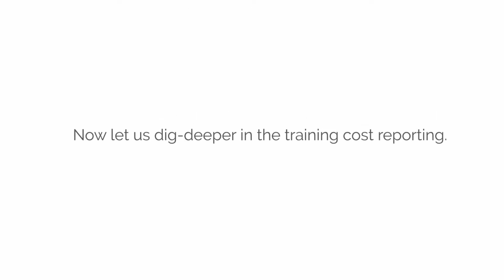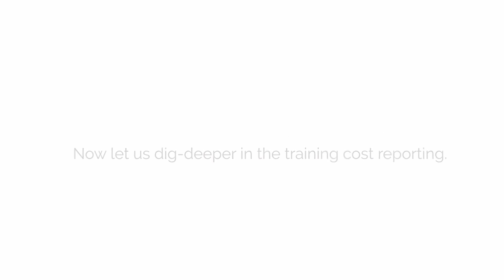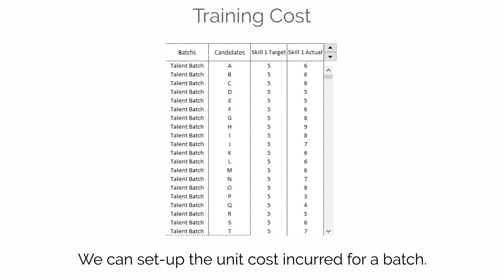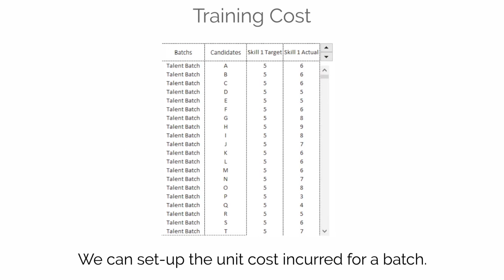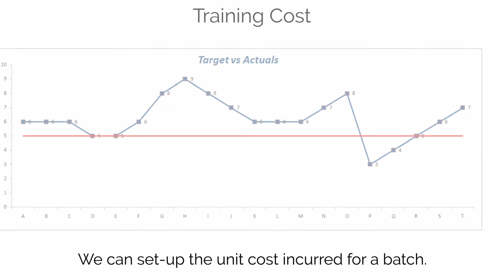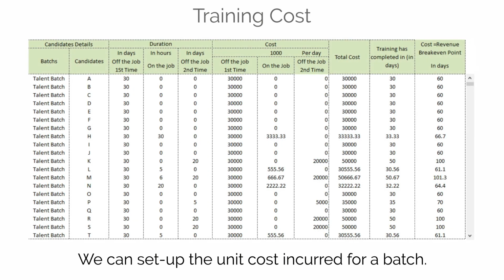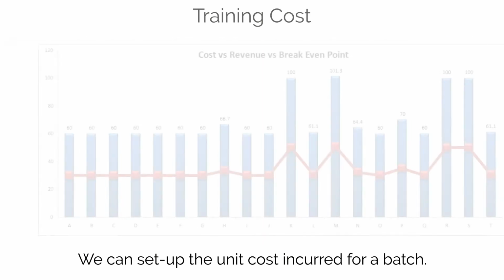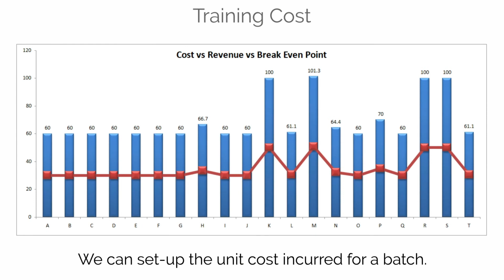Now let us dig deeper in the training cost reporting. We can set up the unit cost incurred for a batch. The batch cost will differ depending upon the number of participants and the number of days taken to complete the training intervention. Further, the tool will also help calculate cost incurred for retraining as well as on-the-job training.